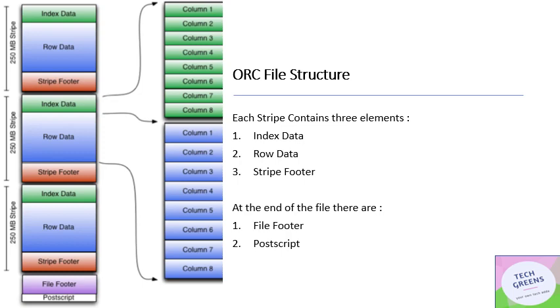Now let's see what the different elements are that a single stripe contains. A single stripe contains index data. It contains row data, which is nothing but your data in the rows across all the different columns, and it would have one stripe footer. A stripe footer will also carry the metadata information about that particular stripe. We'll discuss all these things in detail in the next slide. And as we have discussed, at the end of the file there would be one file footer and PostScript, right?